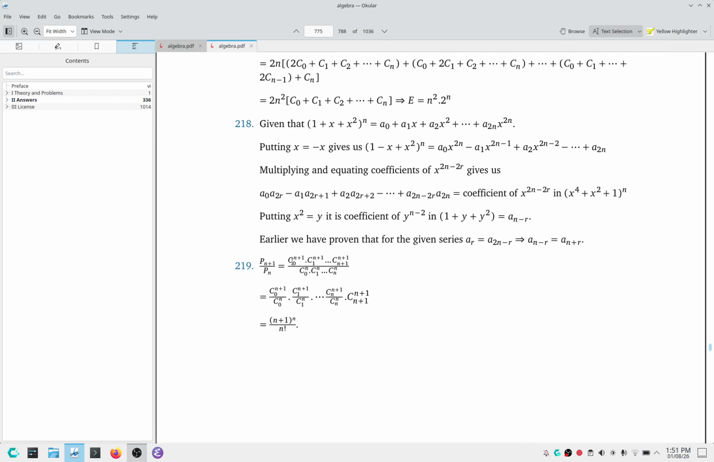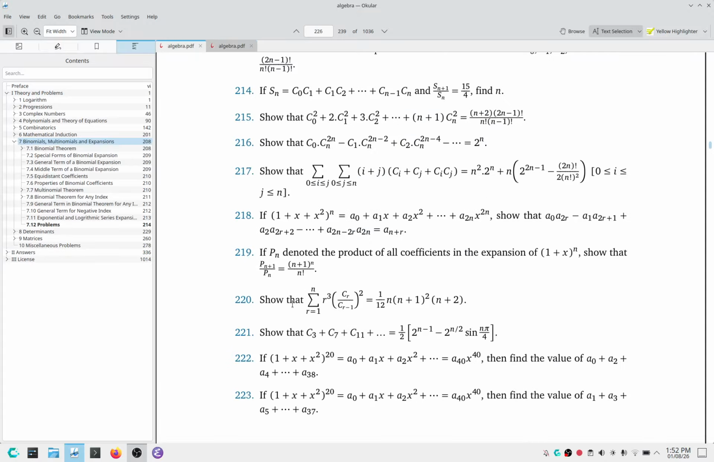So Pn+1 upon Pn would be (n+1)C0 times (n+1)C1 and so on up to (n+1)C(n+1), while Pn would be nC0 times nC1 times nC2 up to nCn. So we separate them out. We write it as (n+1)C0 upon nC0, then (n+1)C1 upon nC1, and then (n+1)Cn upon nCn times (n+1)C(n+1). So clearly, if you solve this, you will get (n + 1)^n upon n factorial.